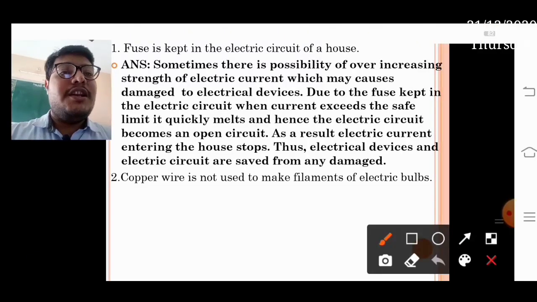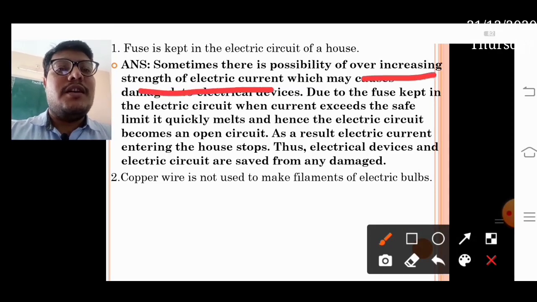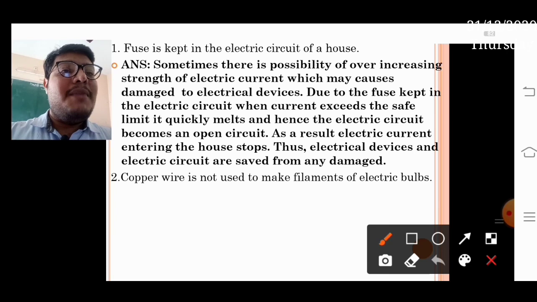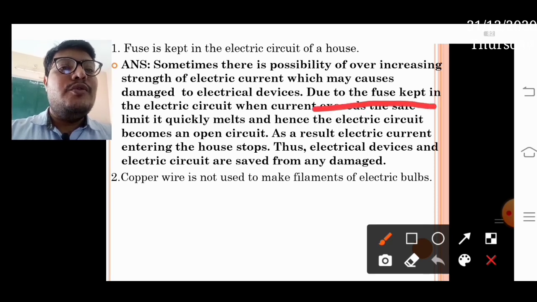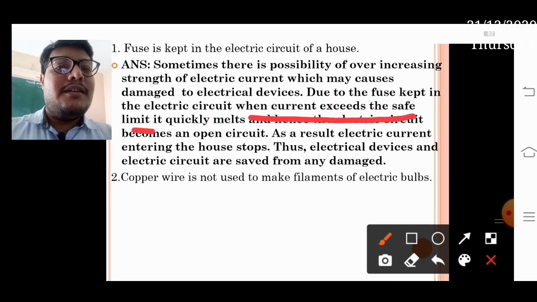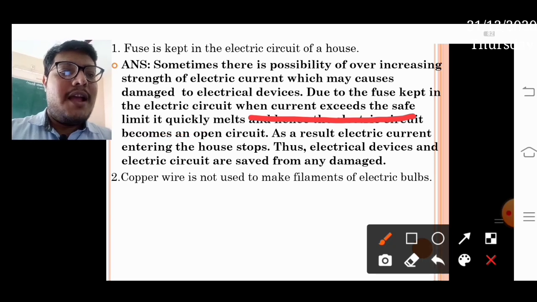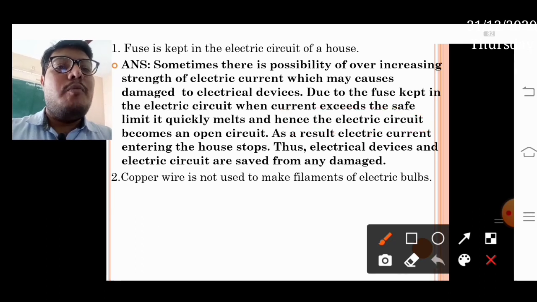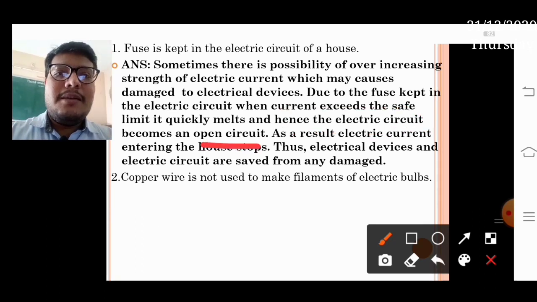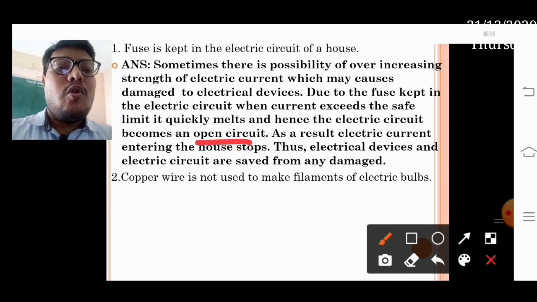Sometimes there is a possibility of the strength of the current coming into your house increasing too much. When the current increases beyond the limited fixed amount, it can damage the electric appliances in your house. Due to the fuse kept in the electric circuit, when the current exceeds the safe limit, the fuse wire quickly melts, and hence the electric circuit becomes an open circuit.